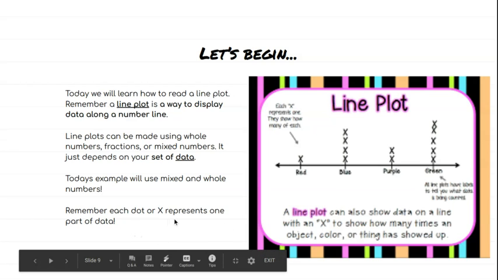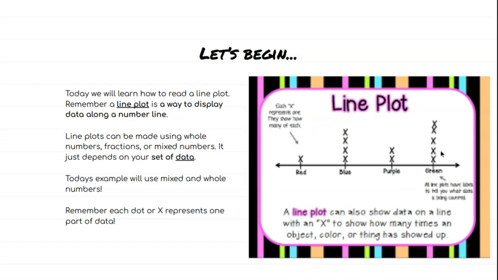And then each dot or X represents one part of that set of data. Okay, so you'll see the X's here. In some of the examples, you'll see dots. In your assignment today, you'll see a dot on a line plot. Okay, each X represents one part of the information of the data, and you will know what I'm talking about in a second.